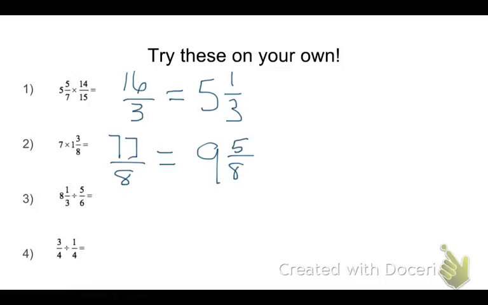You needed to do same, change, flip. You get 10/1. Any whole number, or anything over 1 is a whole number. So the answer is just 10. And number 4, 3/1 is your answer. Again, anything over 1 is a whole number, so the answer is 3.